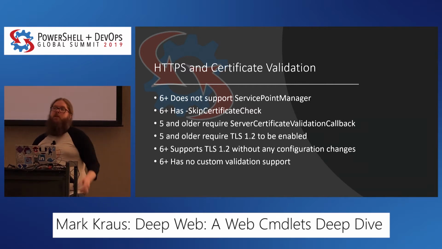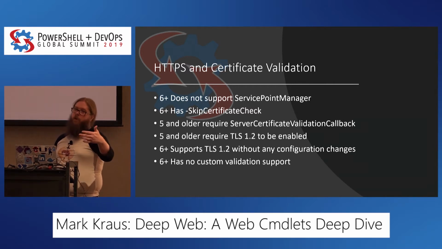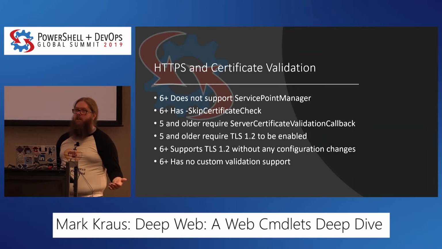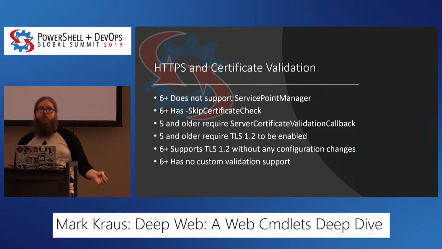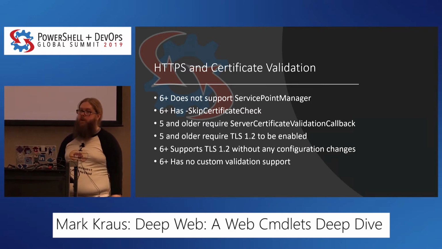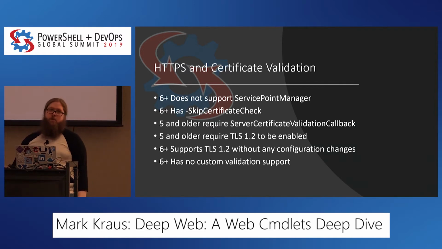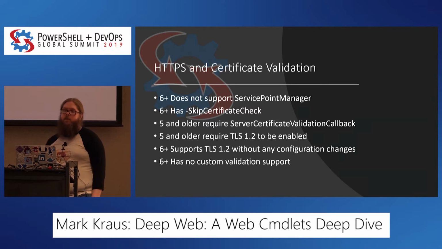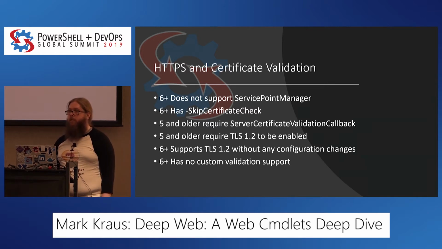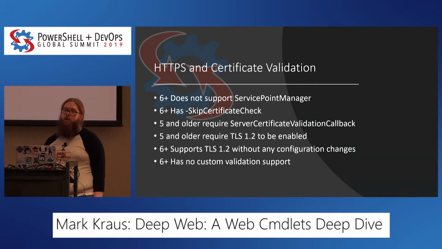On 5.1, we don't support 1.2 out of the box because that's kind of a .NET thing. It has a little less to do with PowerShell and more to do with full framework just not supporting that out of the box. And you have to enable it, and I created a module to make that easier. I've called it Better TLS, but in 6.0, that is definitely not a problem you have to worry about. So we support 1.2 out of the box, we support 1.0 out of the box, 1.1 out of the box.